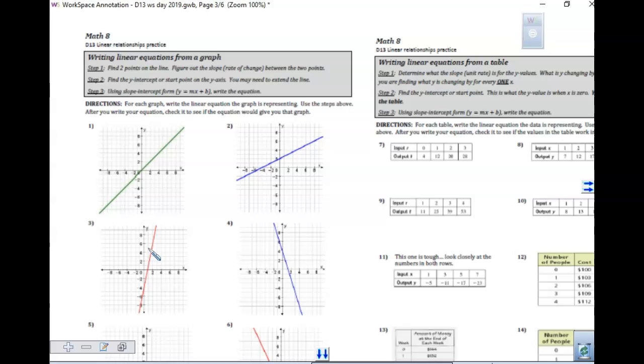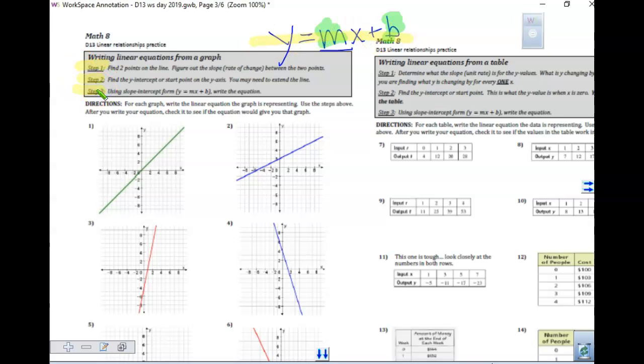Please turn to page 70 and, Jackson, if you would please read for me. On the top, the 3 steps of writing a linear equation. Writing a linear equation from the graph. Step 1. Find 2 points on the line and find the slope between the 2 points. Step 2. Find the y-intercept or start point on the y-axis. Step 3. Using slope-intercept form, y equals mx plus b, write the equation of the line.